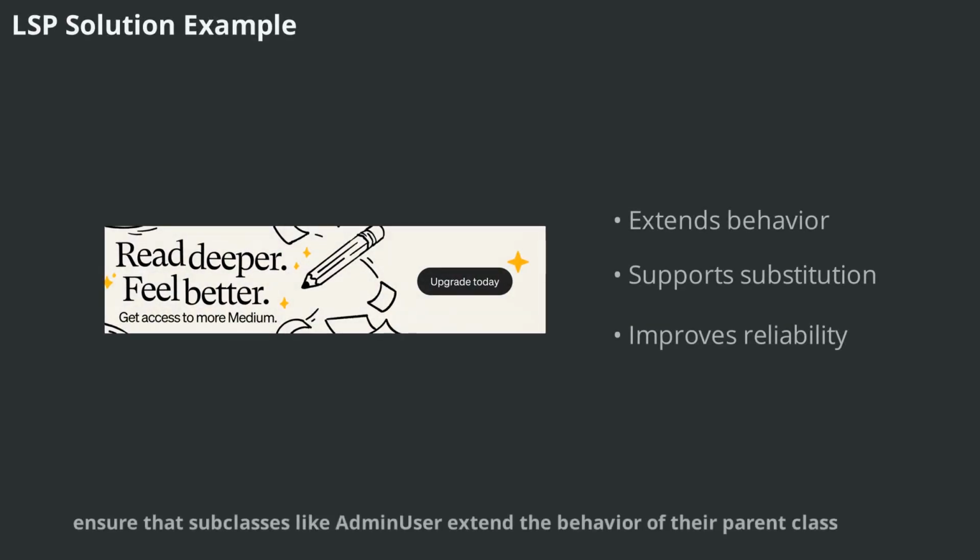behavior. To adhere to LSP, ensure that subclasses like AdminUser extend the behavior of their parent class, not restrict it. For example, AdminUser can provide additional functionality while still supporting the base class's contract. This way, you can substitute any User with an AdminUser without breaking your application. It's a simple change that greatly improves code reliability.